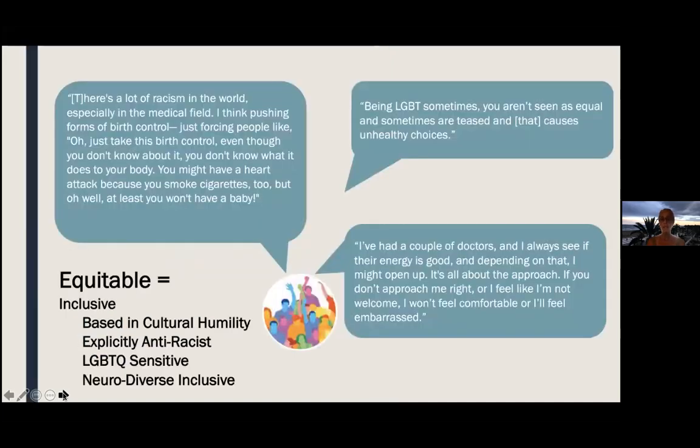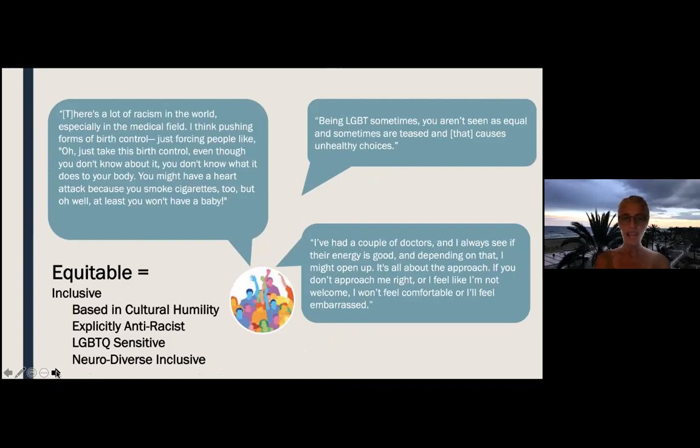So the next pillar, the next big issue is that it's essential to provide equitable care. And equitable care is inclusive. It's based in cultural humility. It's explicitly anti-racist. It's LGBTQ sensitive, and also neurodiverse inclusive. And I want to point out that it was the Youth Advisory Board that, in reviewing materials that we were developing, told us, make sure you talk about the fact that everybody learns differently and that you need neurodiverse ways of teaching young people, sharing information, etc. So here's what they told us.